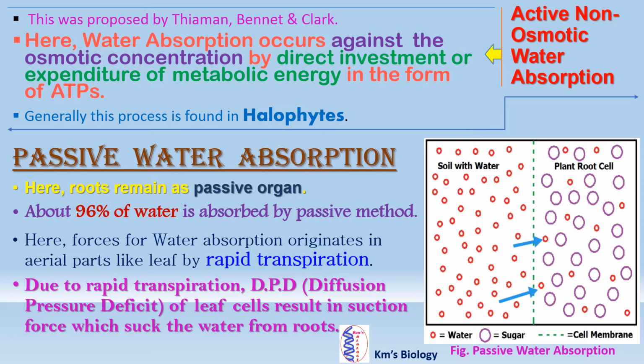Secondly, the passive water absorption process is discussed. Here, roots remain as passive organs. About 96% of water is absorbed by the passive method. Here, the forces of water absorption originate in aerial parts like leaves by rapid transpiration. Due to rapid transpiration, the diffusion pressure deficit of leaf cells results in a suction force which sucks the water from roots.